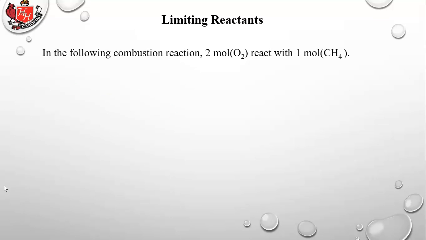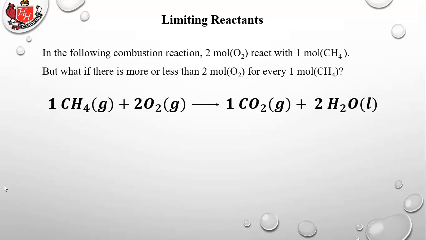So in the following combustion reaction, 2 moles of O2 react with 1 mole of CH4. We've seen this equation quite a few times. But what if there are more or less than 2 moles of O2 for every 1 mole of CH4? Think about it. What are the chances that you're going to have exactly twice as much oxygen as CH4? That would make both of them run out at the same time.